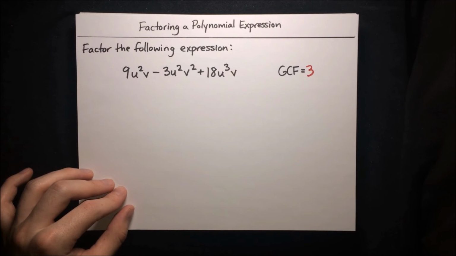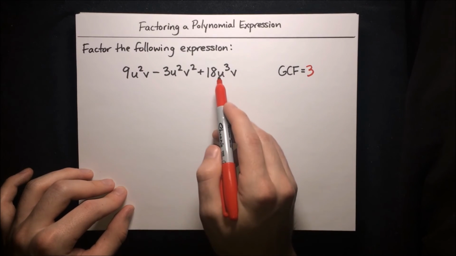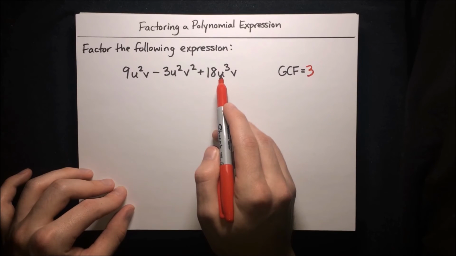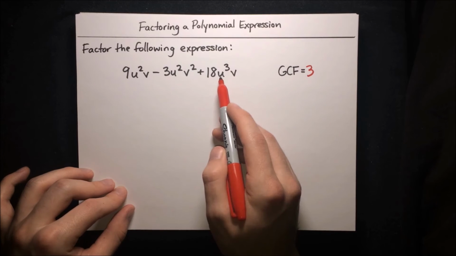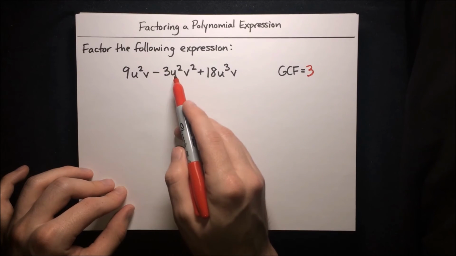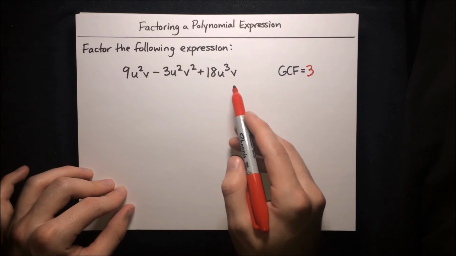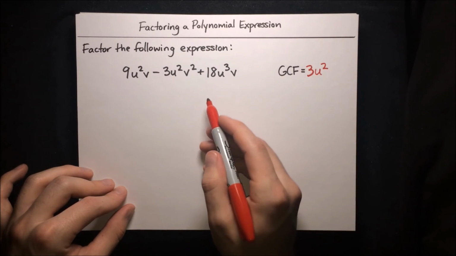Okay, now let's look at the u variable. We've got a u squared, and a u cubed. So what's the highest power of u that goes into u squared, and u cubed? Well, it's just u squared. U squared is the biggest factor of u squared, and it also goes into u cubed. So 3u squared, and then how about v?